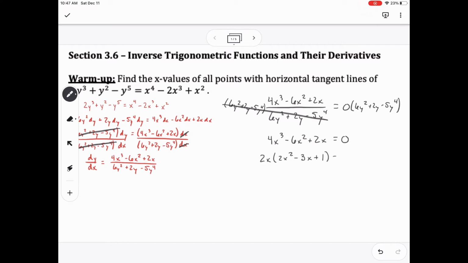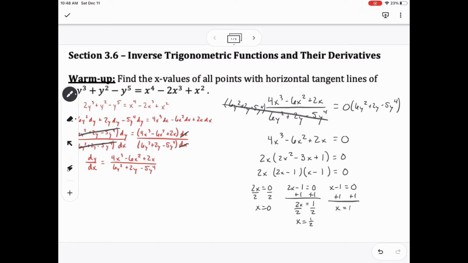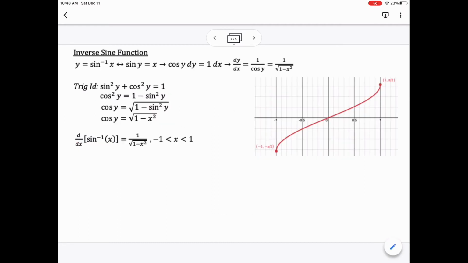Now I need to factor, so I can pull a 2x out of everything. The trinomial inside the parentheses I can factor, so I get 2x minus 1 times x minus 1. Then I can set all of those equal to 0 and solve. From there, I get that x is equal to 0, x is equal to 1/2, and x is equal to 1. Those are all the x value points that have a horizontal tangent line at those ordered pairs.